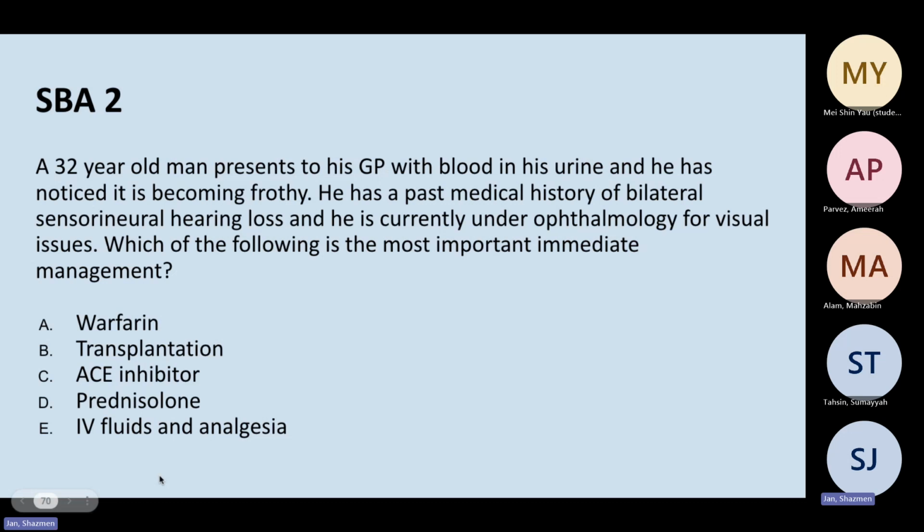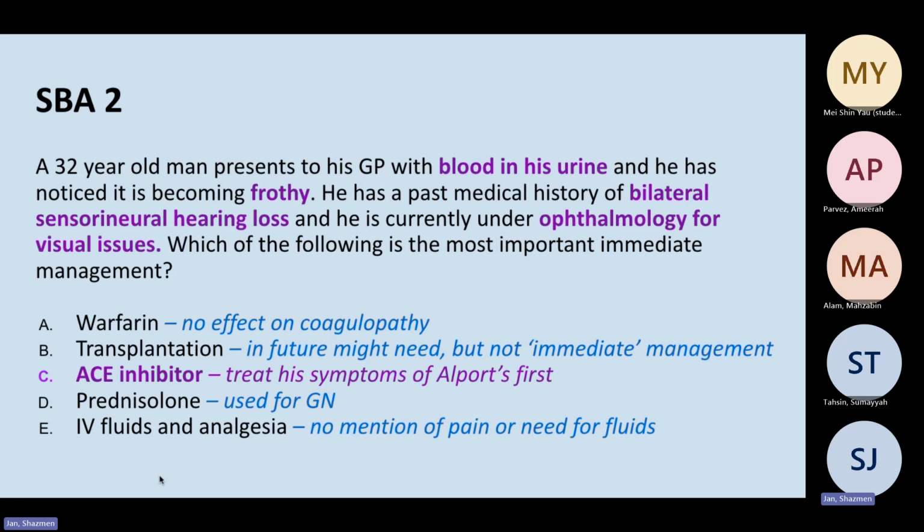Does anyone want to give a guess? Okay, that's fine. So let's go through it. The answer is actually an ACE inhibitor.